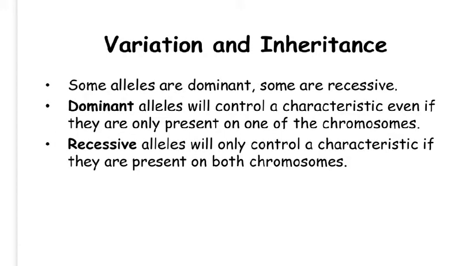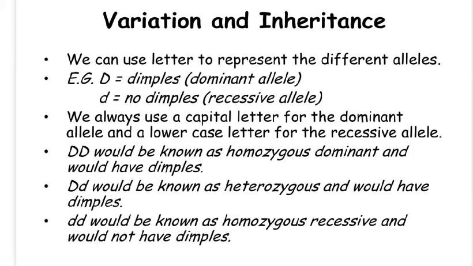Some alleles are dominant, and some are recessive. Dominant alleles will control a characteristic even if they are only present on one of the chromosomes. Recessive alleles will only control a characteristic if they are present on both chromosomes. We can use letters to represent the different alleles. For example, a capital D for dimples, which is the dominant allele, and a lowercase d for no dimples, which is the recessive allele. We always use a capital letter for the dominant allele and a lowercase letter for the recessive allele.